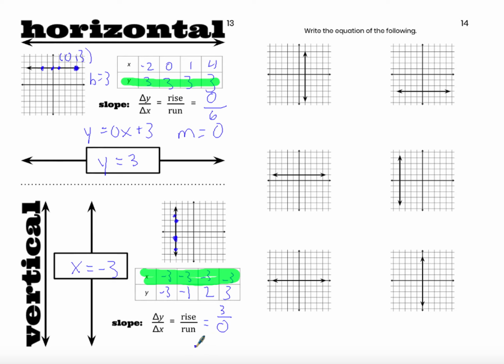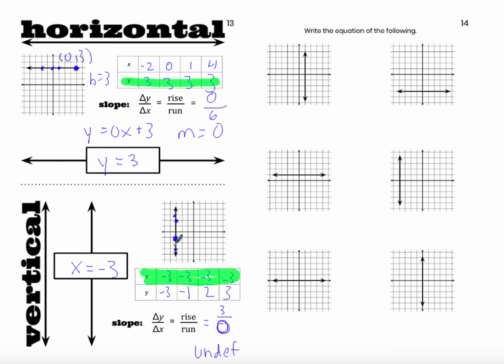Now 3 divided by 0 gives me undefined for my slope. You cannot divide by 0. That would produce an error on your calculator, and it's defined as undefined in math. And so we couldn't substitute that in for our m. So we couldn't write y equals undefined x. Similarly, there actually is no y-intercept because this line does not ever cross the y-axis, so we don't have a b. So we can't use y equals mx plus b.